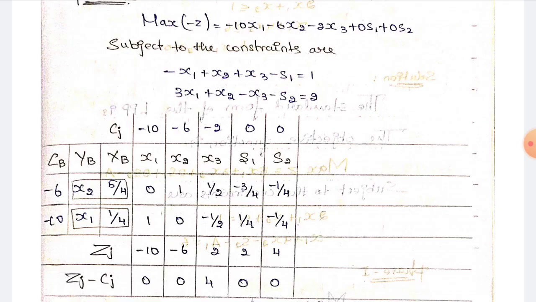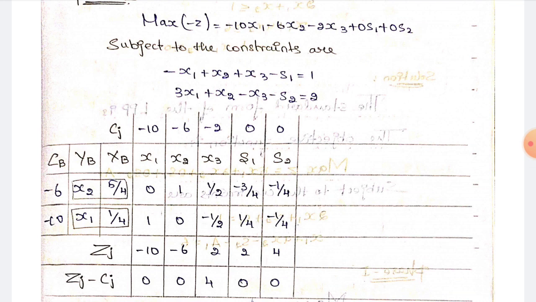Minus 6 by 2 plus 10 by 2. So 6 by 2 is 3, 10 by 2 is 5. So minus 3 plus 5 is 2. The next will be plus 6 into 3 by 4 plus minus 10 into 1 by 4. So 6 into 3 will be 18 divided by 4 minus 10 divided by 4, that is 8 divided by 4, that is also 2. Minus 6 by 4, plus 6 by 4 plus 10 by 4. That is 16 by 4, that is 4.